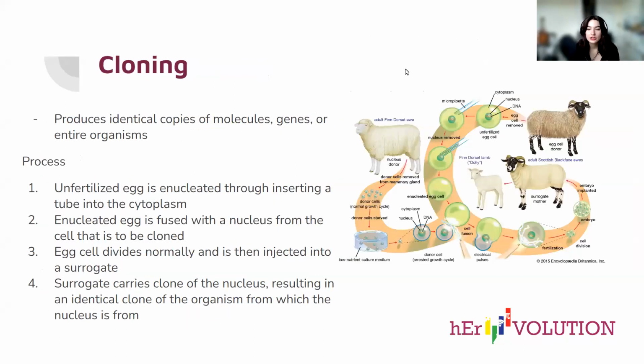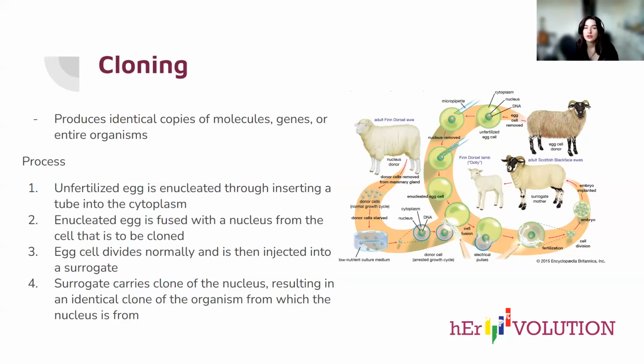And also there is cloning, which is a process where you can produce identical copies of molecules, genes, or even entire organisms, like they cloned the sheep Dolly. So what you would do is use an unfertilized egg and enucleate it through inserting a tube into the cytoplasm. So removing the nucleus from that unfertilized egg. And this enucleated egg is fused with a nucleus from a cell that you want to clone. So whatever you want to clone, you get that nucleus and you insert it into an enucleated egg.